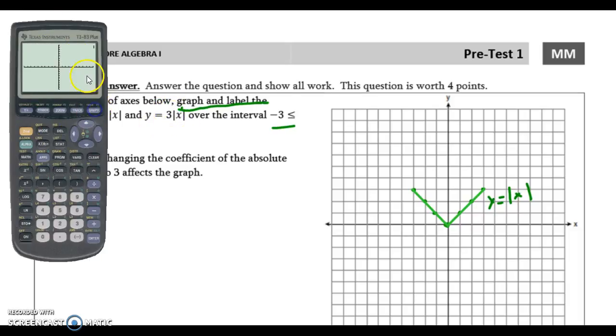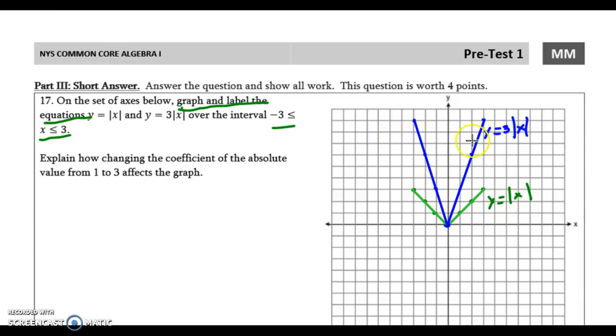If I look at my graph, it looks a little bit different. Notice how it looks a little bit steeper, like the slope is different. If I go to my graph, you can see that these y values have all changed. So I'm going to graph that next. And you can see here that this is y equals 3 times the absolute value of x. Looks a lot different, looks much steeper, but I'm still using the same interval. I'm stopping at negative 3 and positive 3 on the x-axis.